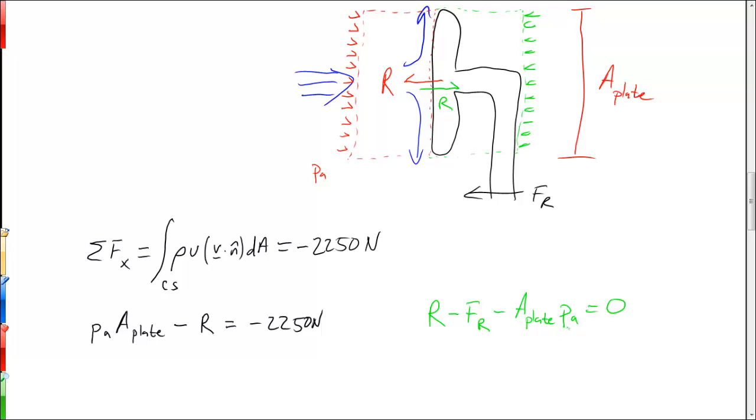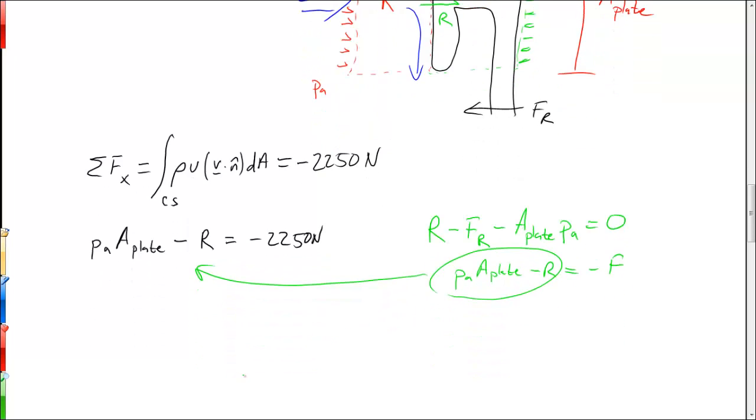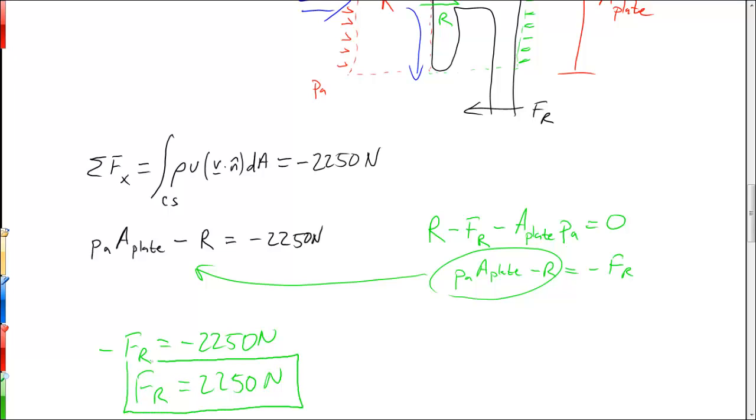And so we can rearrange this. We can take the A_plate P_A term and the R term to the right-hand side, and we see that P_A times the area of the plate minus R is equal to minus F_R. And by substitution then, we see that minus F_R is equal to minus 2,250 newtons, or F_R, which is drawn to the left again, is equal to 2,250 newtons. So lo and behold, we do get the same answer.